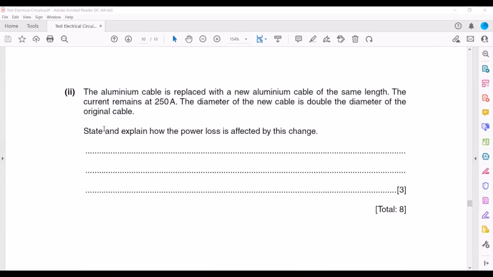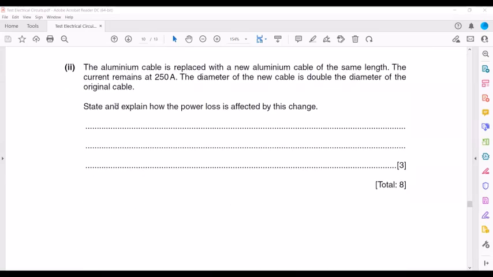An aluminum cable is replaced by a new aluminum cable of the same length. The current remains 250. The diameter of the cable is doubled. State and explain how the power loss is affected by this change.